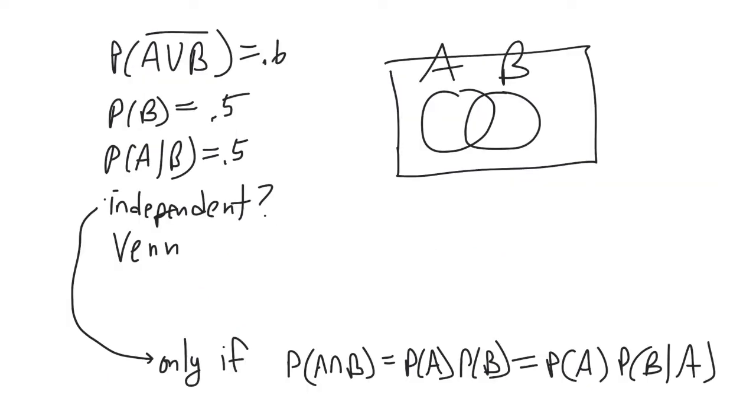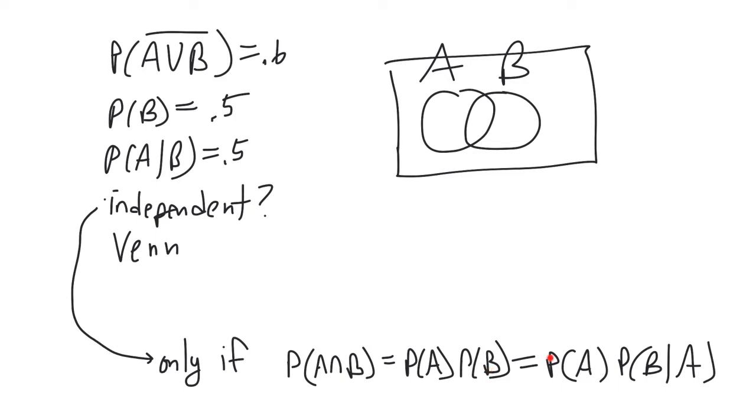All right, here's another Venn diagram-ish kind of question. The probability of not A or B occurring, neither of those, is 0.6. Probability B, probability of A occurring given that B definitely occurred, is 0.5. Is this independent? And let's draw a Venn diagram. So independent, we said things are independent if the probability of A and B equals the probability of A times the probability of B.